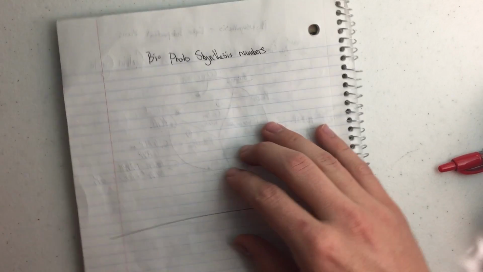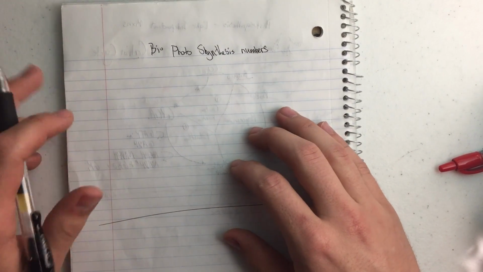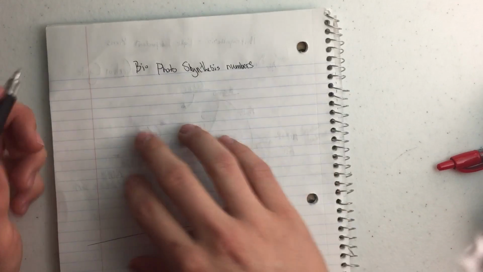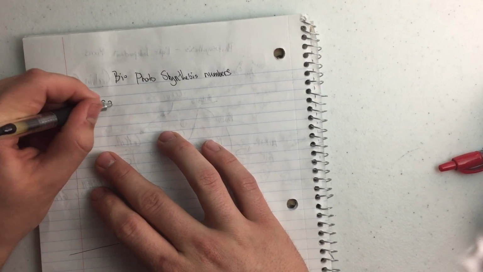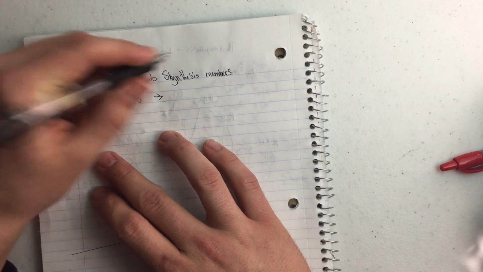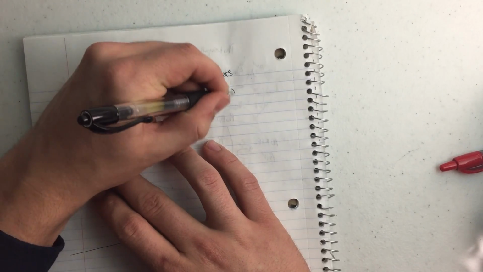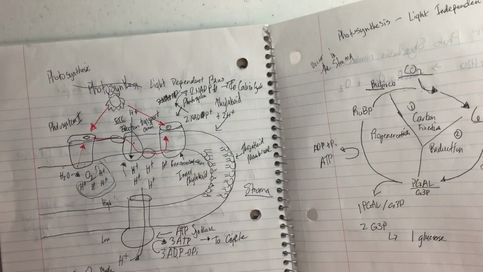Okay, so today we're talking about the numbers behind photosynthesis. We looked at these two processes and what goes on in them. Now I just want to cover the numbers side of what's going on, to get from our CO2 plus H2O to the C6H12O6 plus O2. How do we get there?